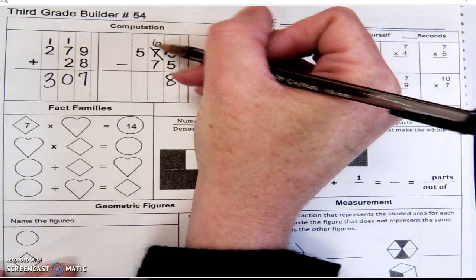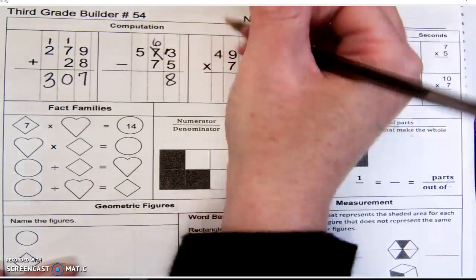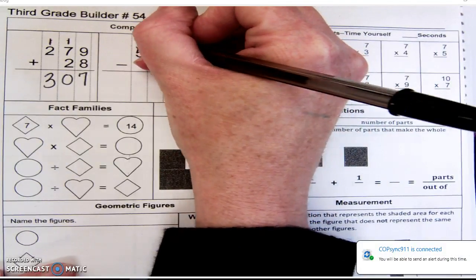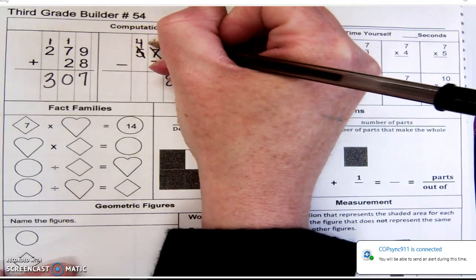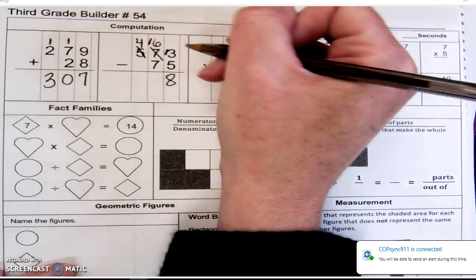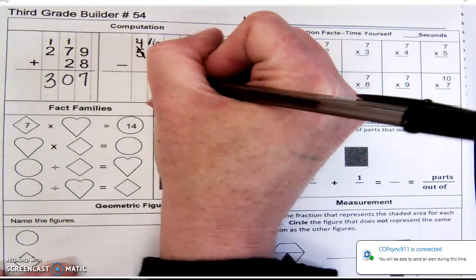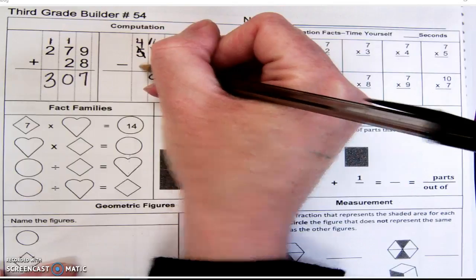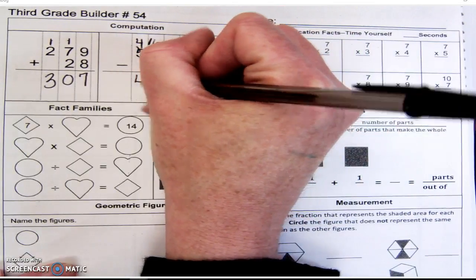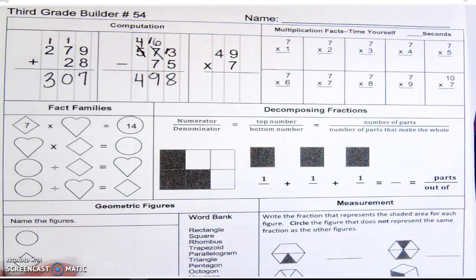Then I go to my tens place. 6 minus 7. Now I can't do 6 minus 7. I have to get one of my hundreds and regroup it. 4 hundreds. Now I'm going to have 16 tens. 16 minus 7 is 9. And then 4 minus nothing is 4 in the hundreds place. So our difference will be 498.